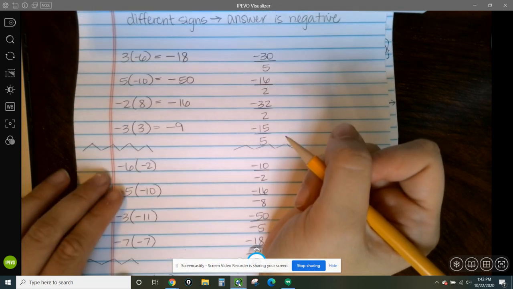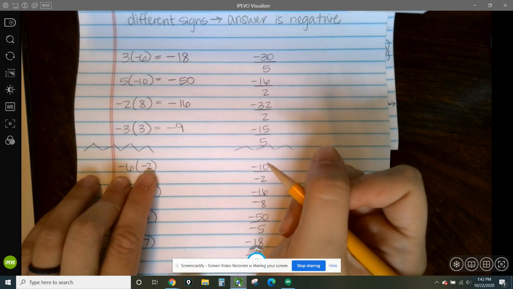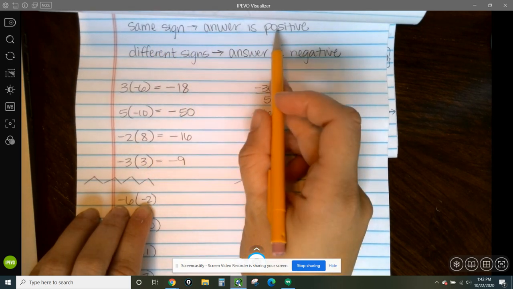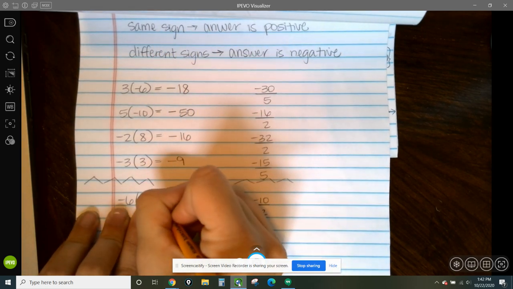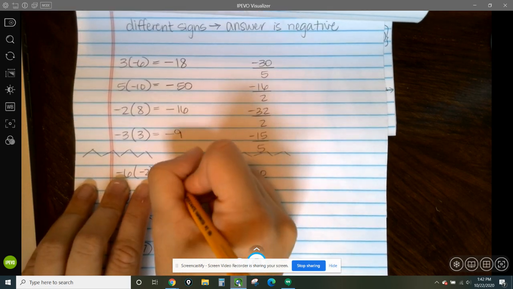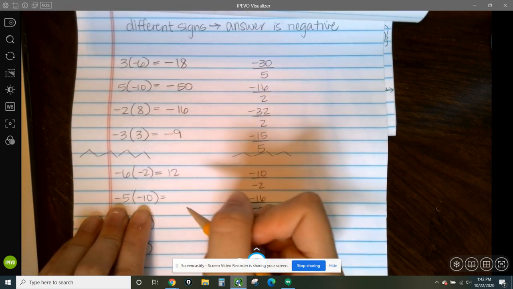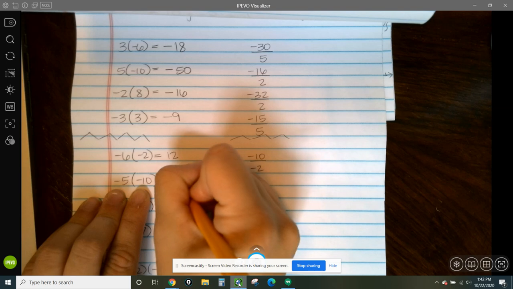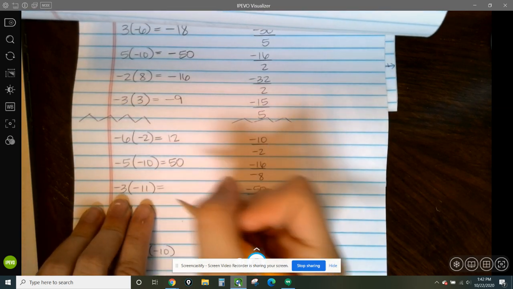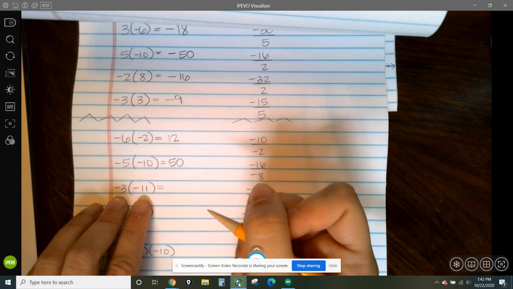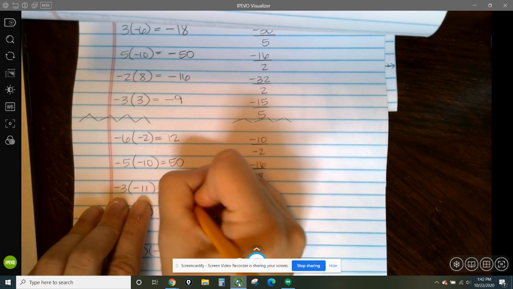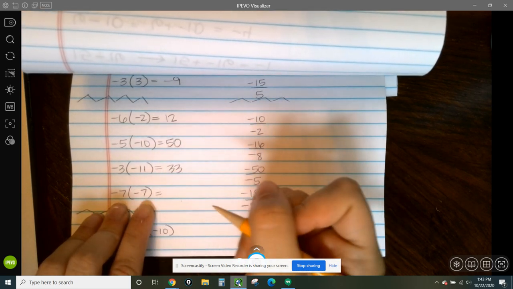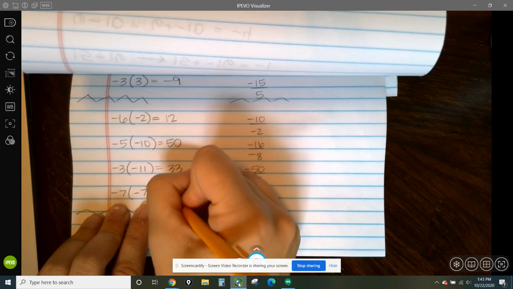Okay, keep going with multiplying here. Now negative 6 times negative 2, these signs are the same. If the signs are the same, the answer is positive. We wrote that right up here. So I know this answer is going to be positive, and now I just do 6 times 2 is 12. Okay, negative 5 times negative 10. They have the same sign, so my answer is positive. 5 times 10 is 50. Negative 3 times negative 11. They have the same sign, so my answer is positive. 3 times 11 is 33. Negative 7 times negative 7. They have the same sign, so the answer is positive. 7 times 7 is 49.